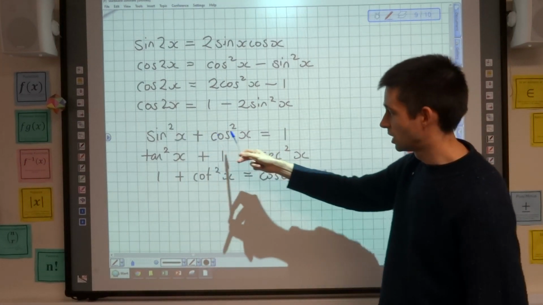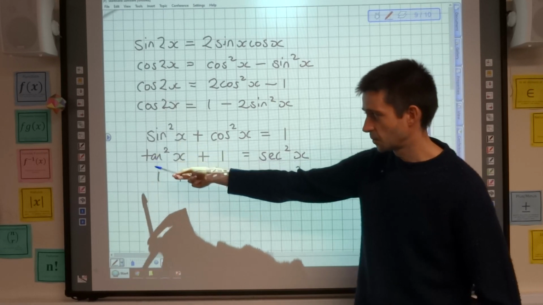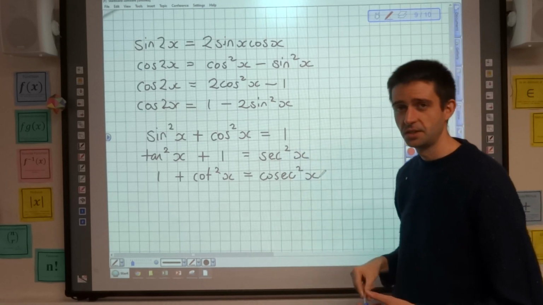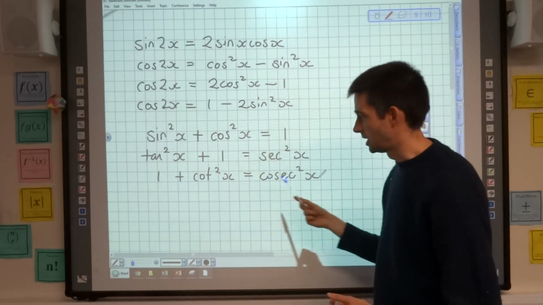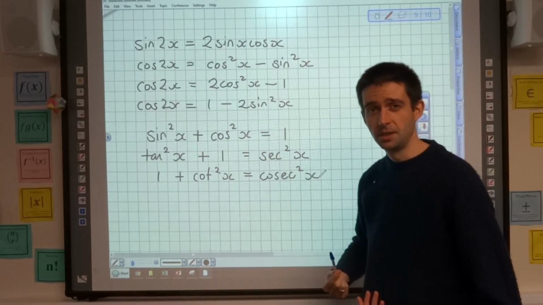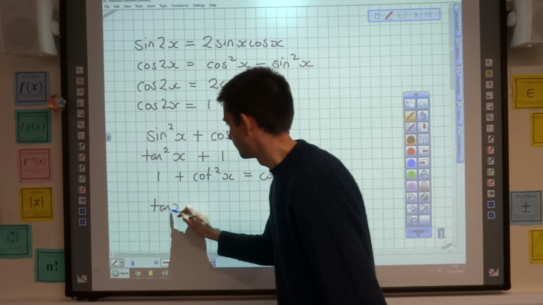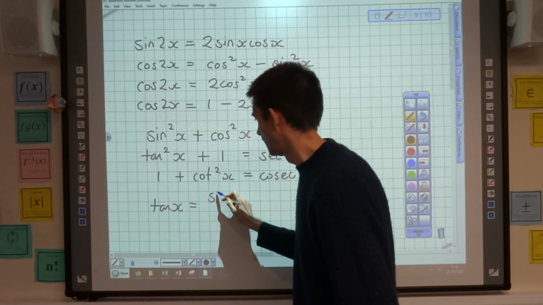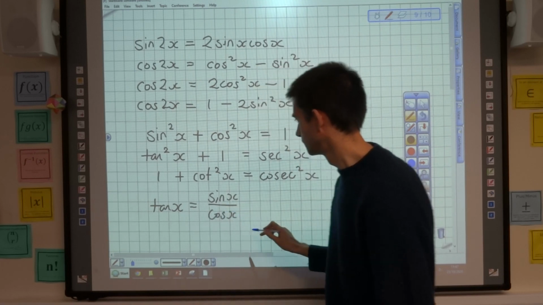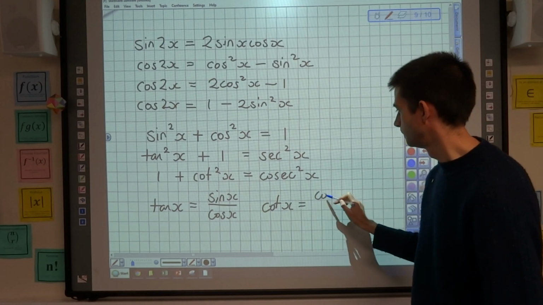And these two can both be derived from the first one. If you divide each term through by cos squared x, then sine squared over cos squared is tan squared, cos squared over cos squared is 1, and 1 over cos squared is sec squared. And the second identity can be derived by dividing through by sine squared instead. In addition to that, you need to not forget the fact that tan is sine over cos, and that cot is cos over sine.